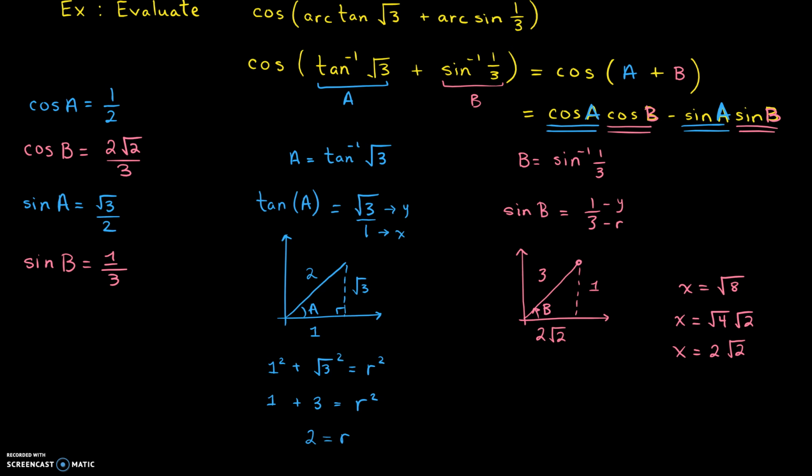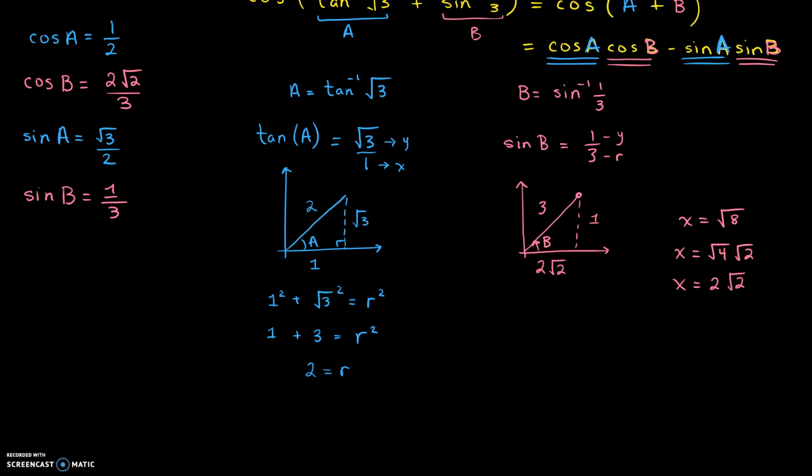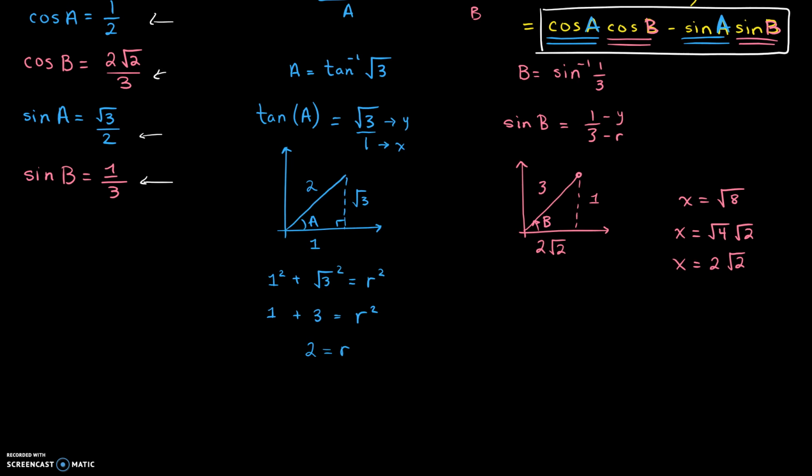Well, we have everything we need. All we have to do is just plug this in. So I'm going to go ahead and use, let me do this in white so it stands out, this formula right here. And I'm going to use each and every one of these values that you see here and plug them in. So let's see how this goes. It looks like we're going to have it equal to cosine of A first. So cosine of A for us was 1 over 2. So we're going to have 1 over 2 times cosine of B. Well, cosine of B for us was this 2 square root of 2 over 3. So 2 square root of 2 over 3. And then we're going to subtract that.